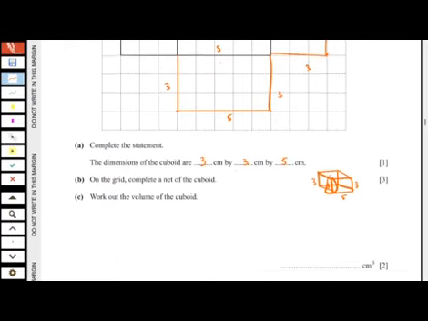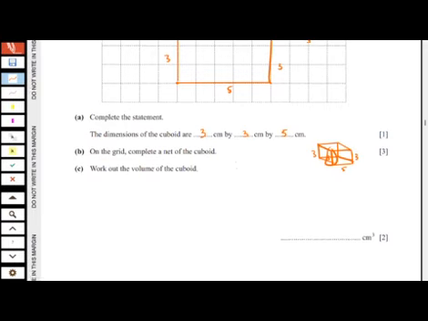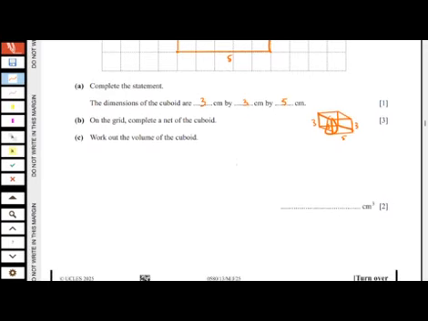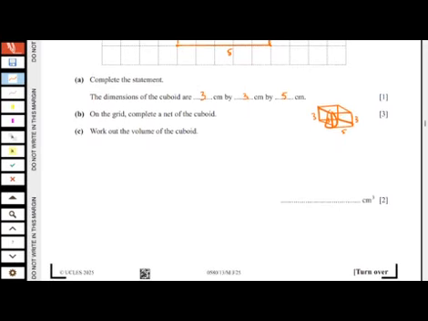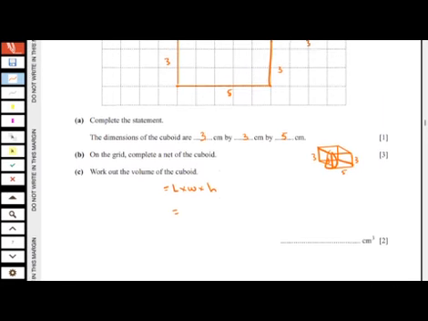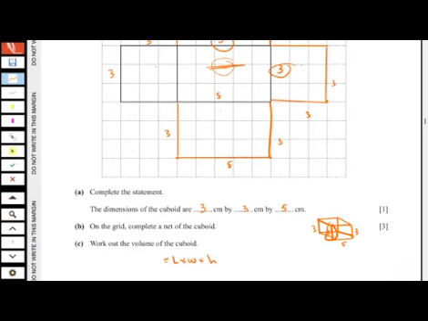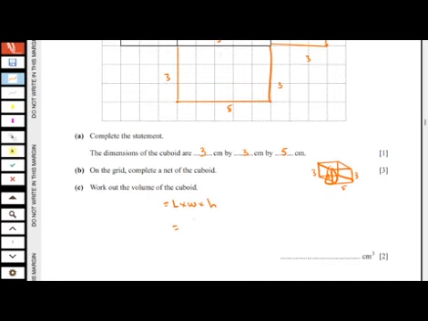Now work out the volume of the cuboid. So the volume of a cuboid is equal to length multiplied by width multiplied by height. So as you can see, the length is 3, the width is also 3, but the height is, we have 3 cross 3 cross, the height is 5.